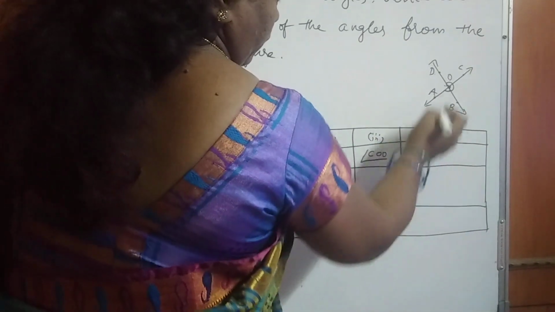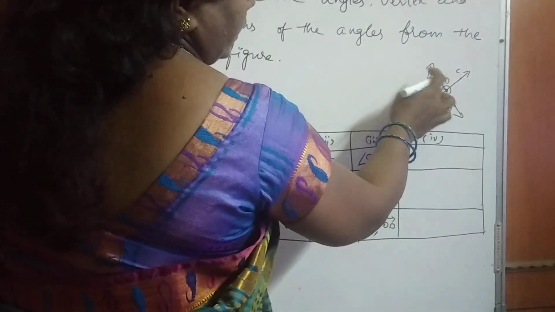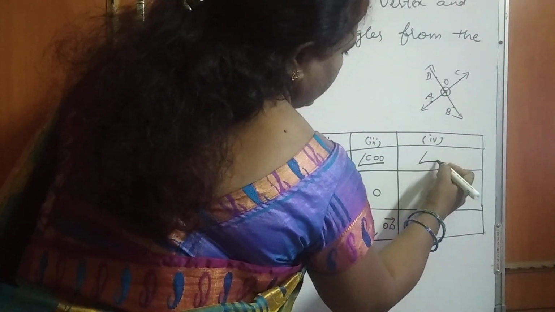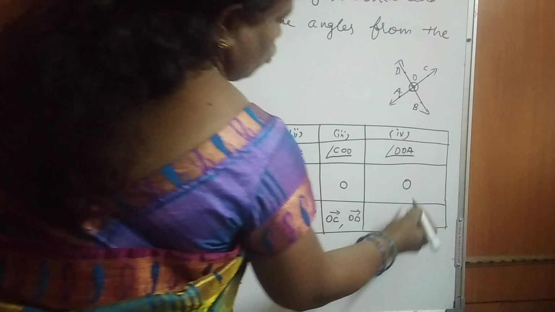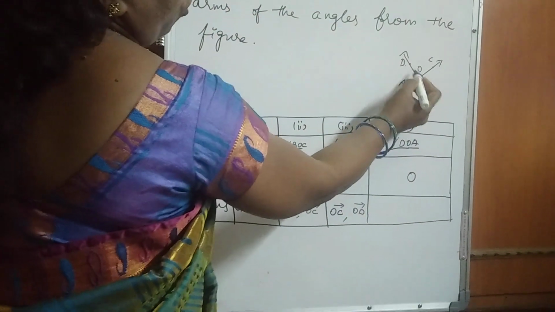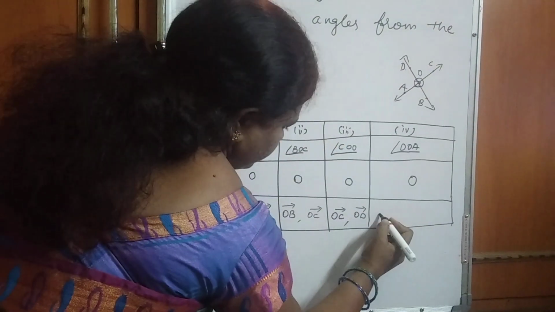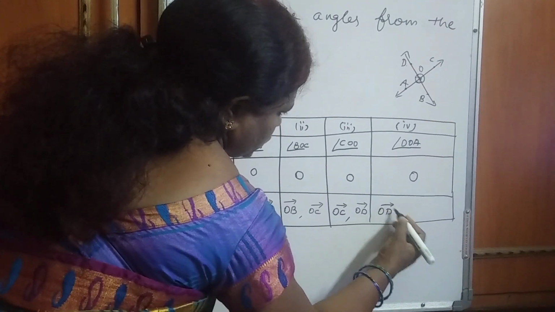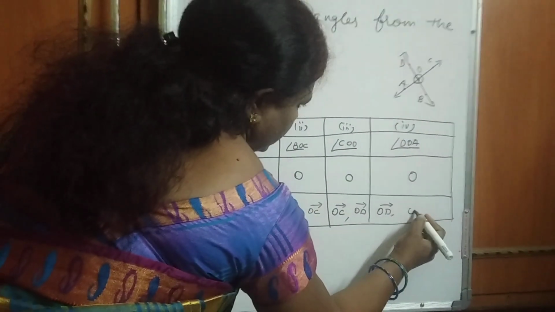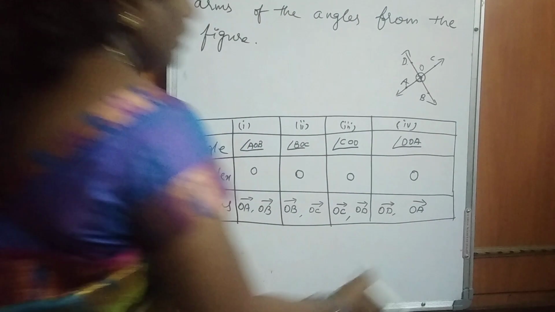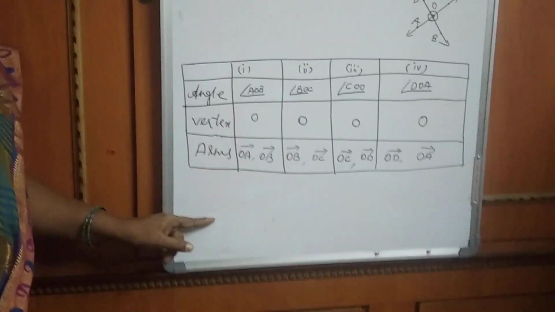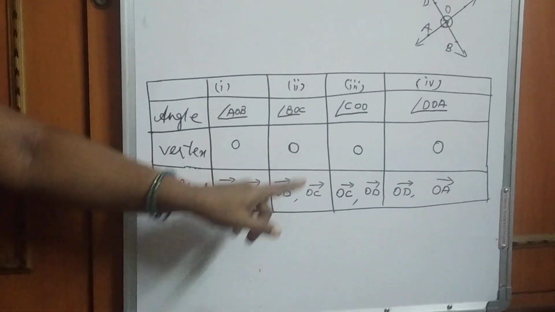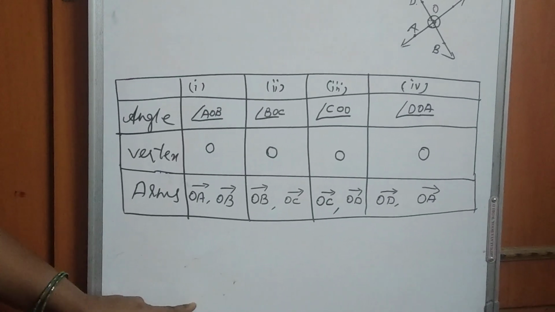Now the fourth angle formed is angle DOA, and the vertex is O. The rays are OD and OA. So OD is one ray, then OA is the other. So this is the classwork. Draw the table. Fill the table, children, in the classwork.